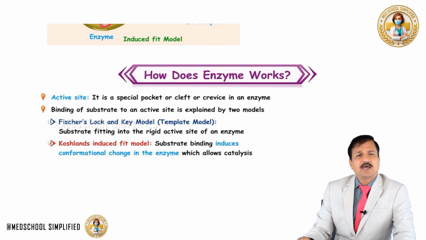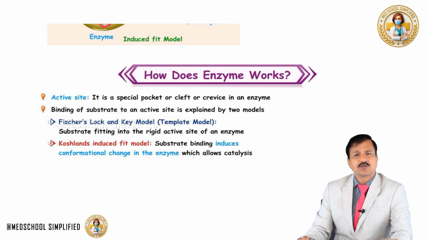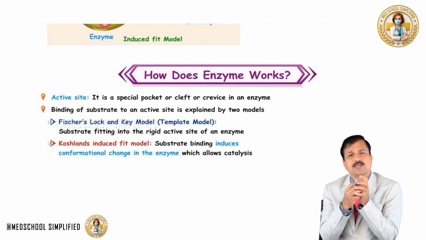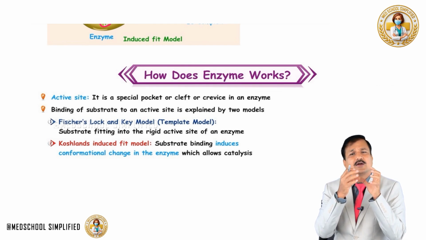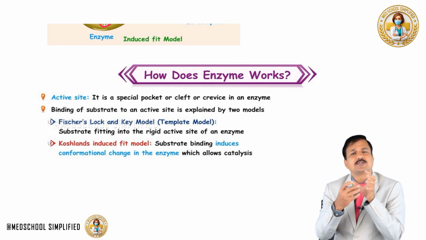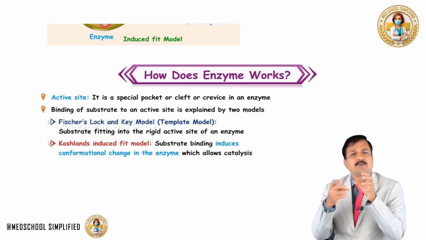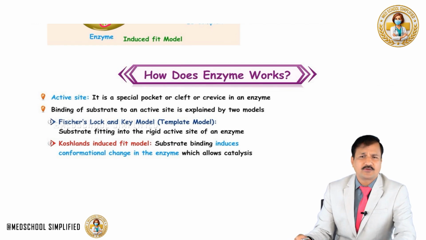So every enzyme has an active site, a special pocket or cleft or crevice in an enzyme where a substrate will bind and be converted into product. Whenever the substrate makes initial contact with the active site of an enzyme, as I told you earlier, it is going to cause a conformational change in the active site, so the substrate makes more and more bonds with the active site and fits well. And when it fits well, that initiates product formation.